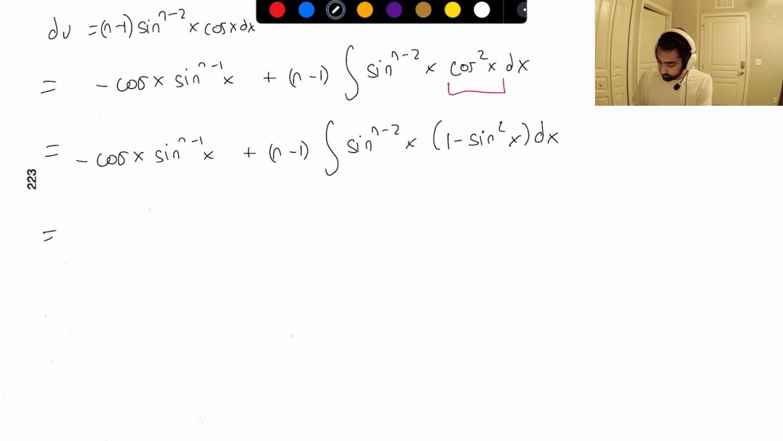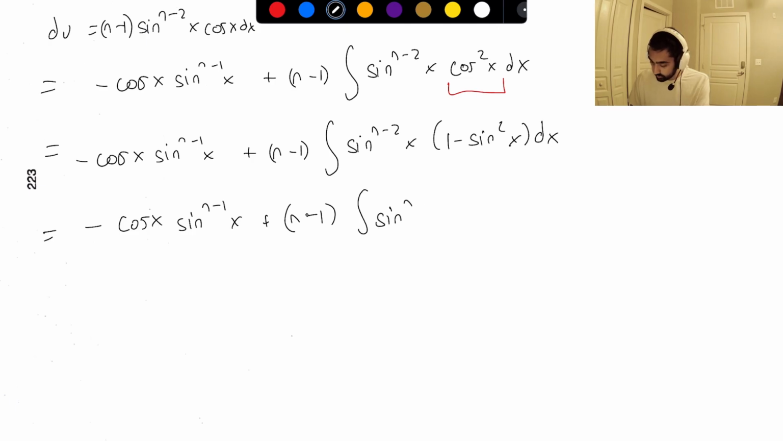Okay, and then if I expand this, I'm going to get minus cosine x sine to the n minus 1 x, plus n minus 1 integral sine to the n minus 2 x dx, and then minus n minus 1 integral, well, sine to the n minus 2 x times sine squared x is just sine to the n x dx.